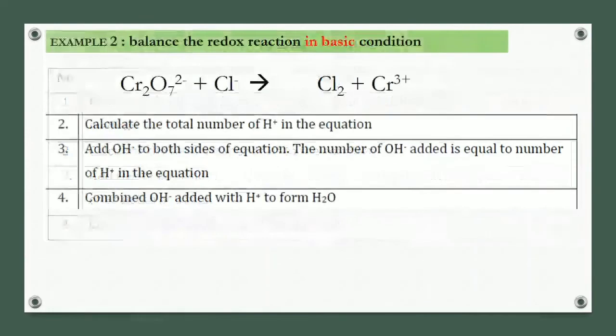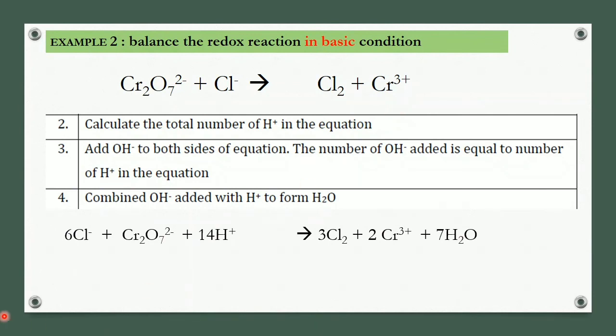Okay, so let's say like example 2, the question asks you to balance the redox reaction in basic condition. So what we are going to do is balance this redox reaction as what we did in the acidic medium, which is step 1 to step 5, until you get a balanced redox reaction in the acidic medium. So this is the balanced redox reaction which we got from the acidic medium question earlier. So this we have already balanced earlier just now. So if the question says basic condition, you need to do 3 more steps.